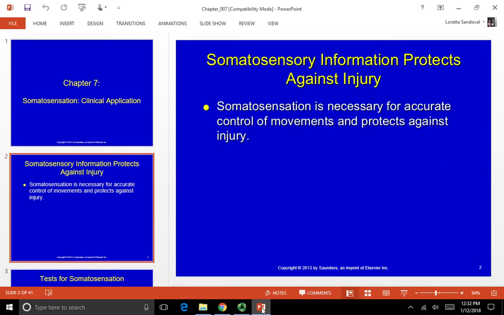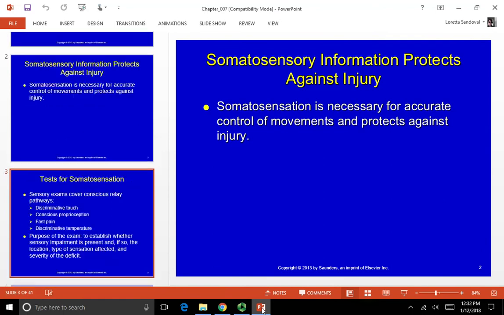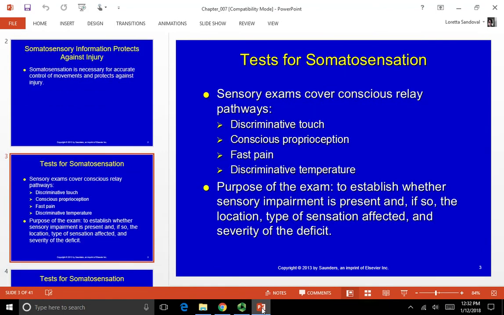Just to review, somatosensory sensations are necessary for accurate control of movements and protect against injury. Sensory exams cover conscious relay pathways, that is, discriminative touch, conscious proprioception, fast pain, and discriminative temperature. The purpose of the exam is to establish whether sensory impairment is present, and if so, the location, type of sensation affected, and the severity of the deficit.